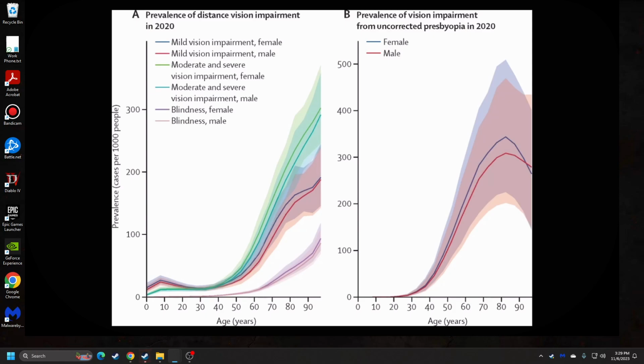The x-axis represents age in years ranging from 0 to 90. The y-axis represents prevalence in cases per 1,000 people, ranging from 0 to 500. There are 2 lines representing different genders. Female, blue line, male, red line. This graph shows the prevalence of vision impairment from uncorrected presbyopia in 2020.